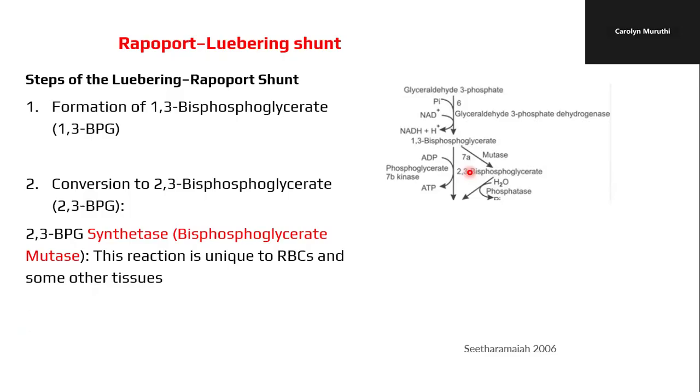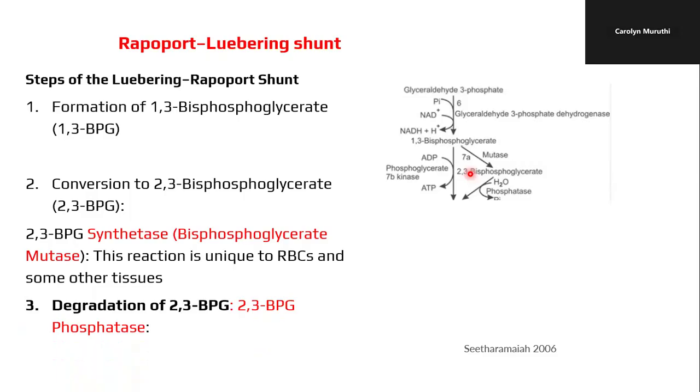And so without 2,3-bisphosphoglycerate, hemoglobin will hold on to oxygen too tightly and tissues would be deprived of it. So we are saying that 2,3-bisphosphoglycerate fine-tunes oxygen delivery by making sure hemoglobin lets go of oxygen when the body needs it.